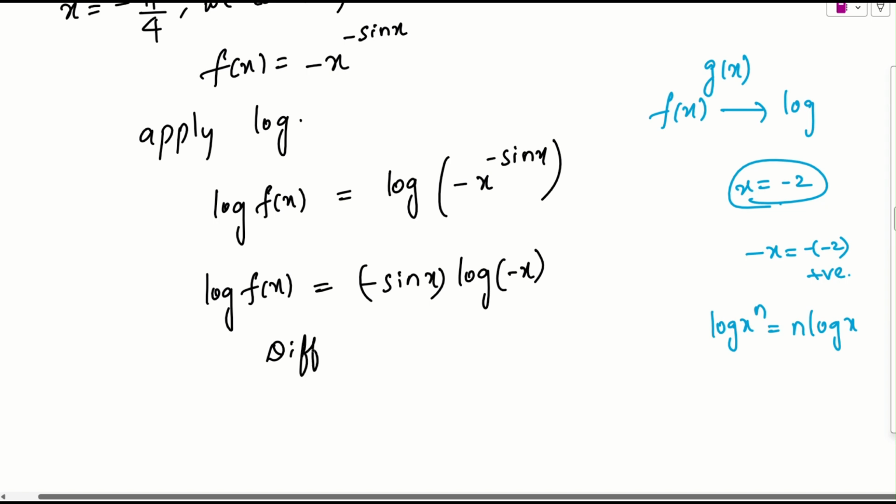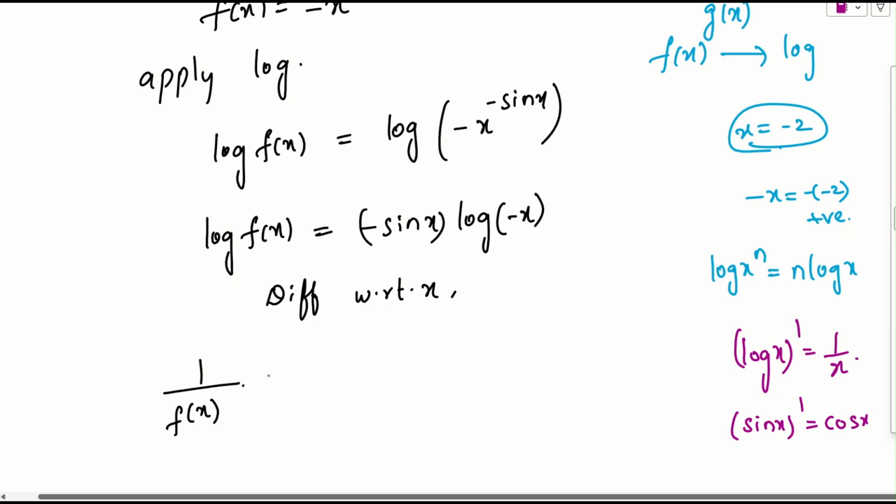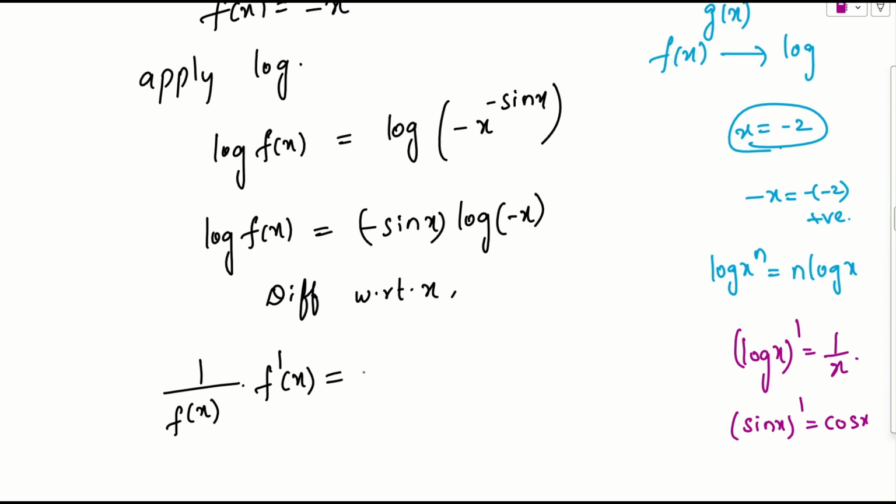Let us differentiate this function with respect to x on both the sides. What is the log x derivative? Let me write that also. Log x derivative will always be 1 by x, and sin x derivative is cos x, right? Let us apply. Log x derivative will be 1 by x, that is 1 by f of x times internal derivative f dash of x, must be equal to, what is the sin x derivative?